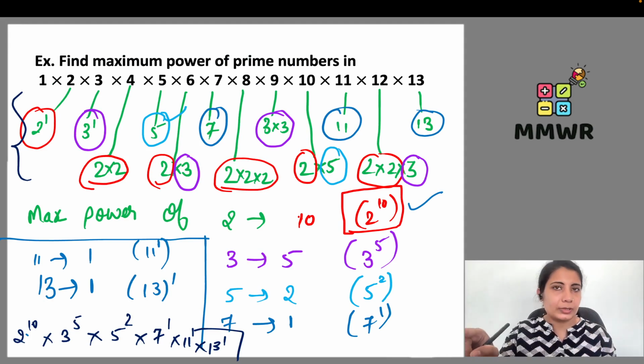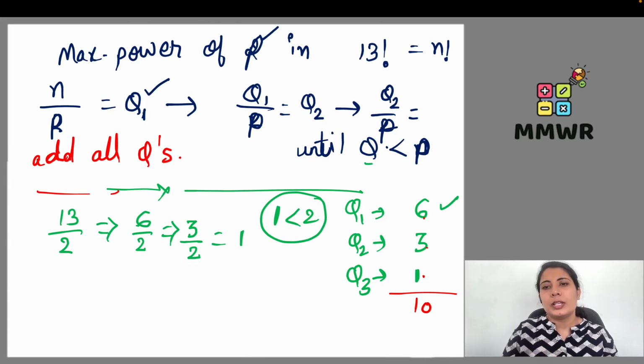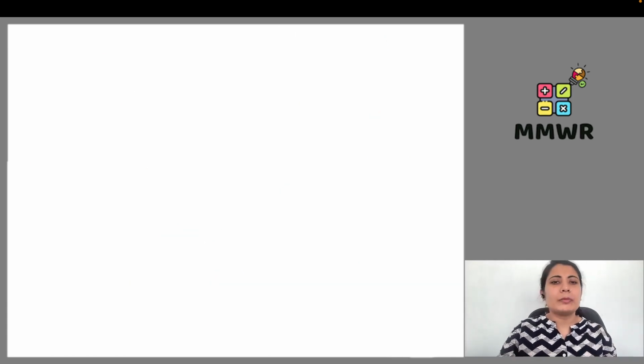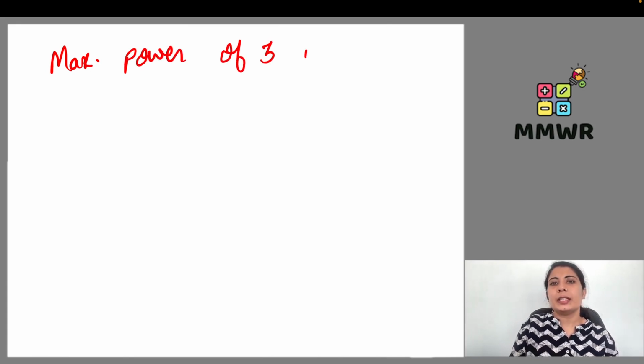According to this solution also we are getting 2 to the power 10 only while expressing 13 factorial. And here also we got 2 has maximum power. So maximum power of 2 in 13 factorial is 10, right? Similarly, we have to find the maximum power of 3. So maximum power of 3 in 13 factorial.